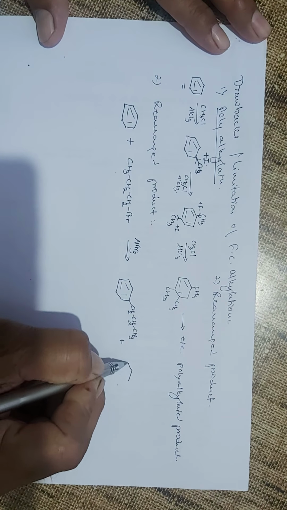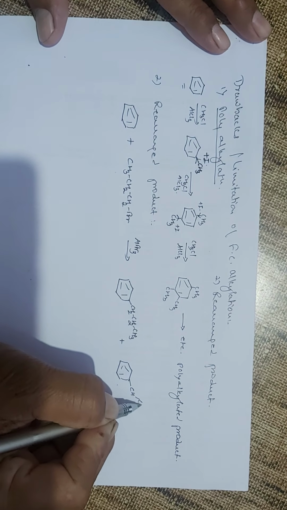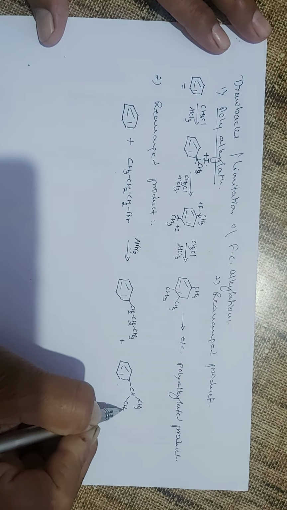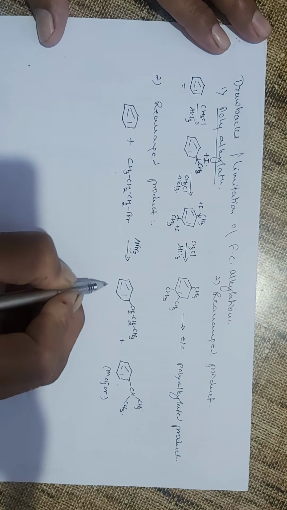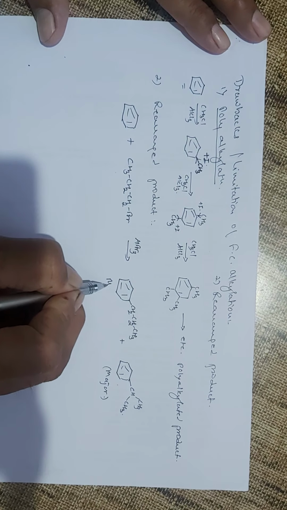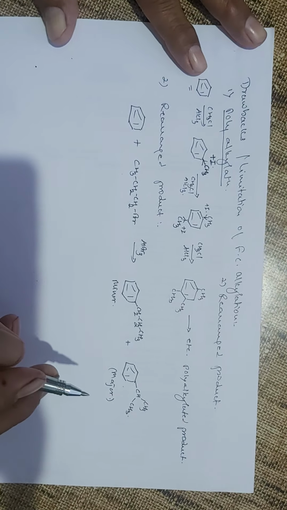Along with propyl benzene, we are getting the formation of a product which is isopropyl benzene, and this product is obtained as a major product, and propyl benzene is obtained as a minor product. Means here we are getting a poor yield. So why does this happen?